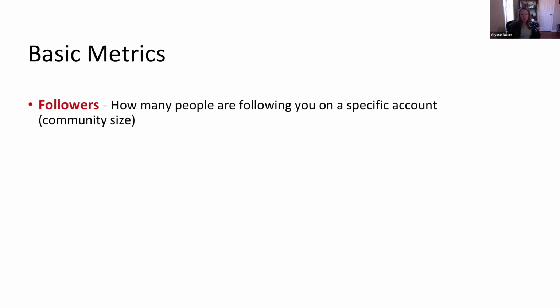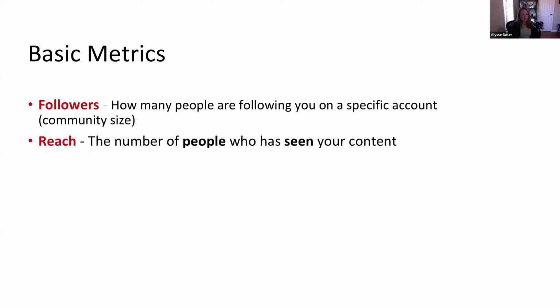Our basic metrics are our followers, that's our community size, how many people are following us on a specific account. So if my organization is WVU Athletics, I would have X number of followers on Instagram, X number of followers on Facebook, etc. The reach is the number of people who have seen your content. We'll talk a little bit more about this in a second, but some people see the same things over and over. That doesn't necessarily compile to more reach if it's the same people viewing it over and over.